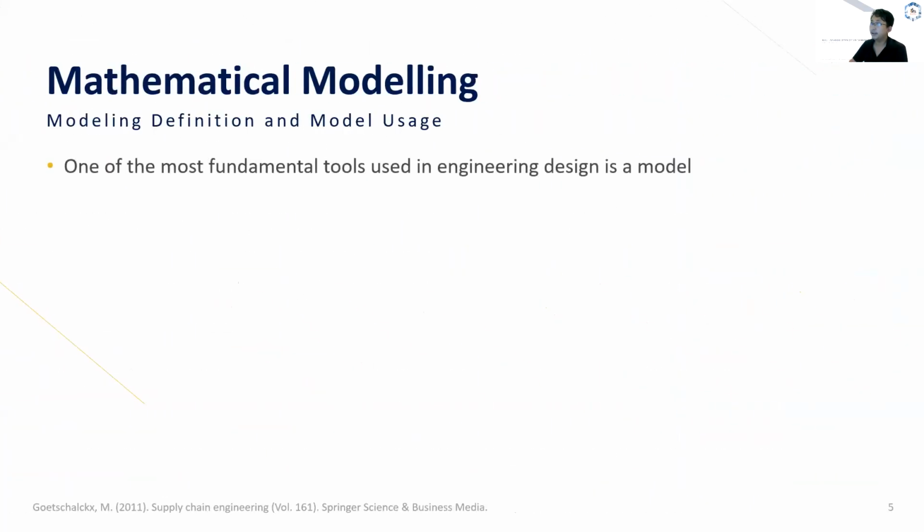Okay, then where did mathematical modeling play a part in that engineering process? First, mathematical modeling is one of the basic tools that you can use in the engineering design process that we discussed earlier.